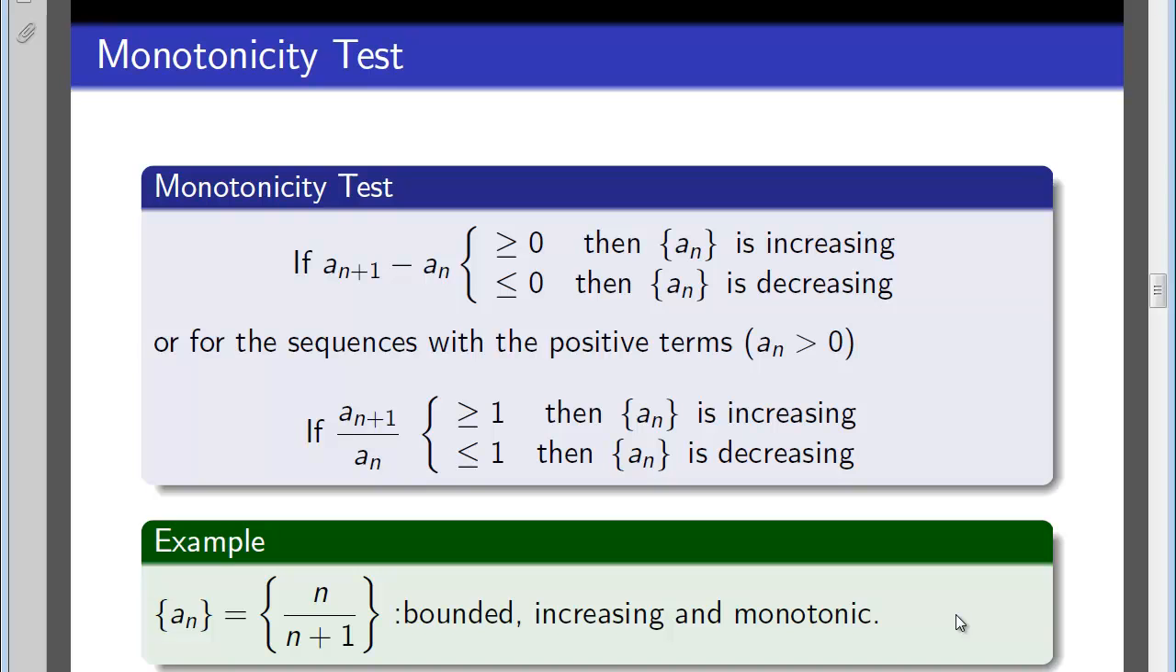If we consider the example n over n plus 1, in such a case, if you note here that all terms of the sequence are larger than or equal to 0, it means that it is bounded below. And also all terms are smaller than or equal to 1, it means that the sequence is bounded above.